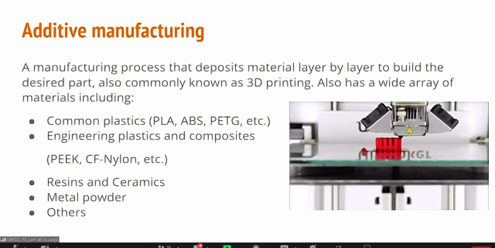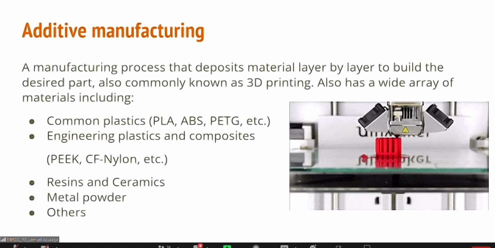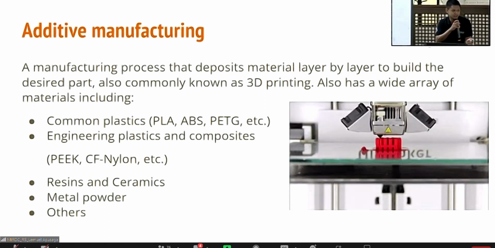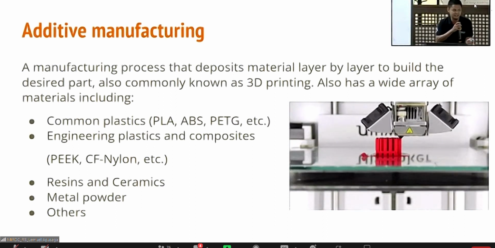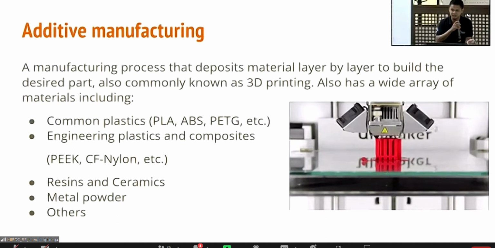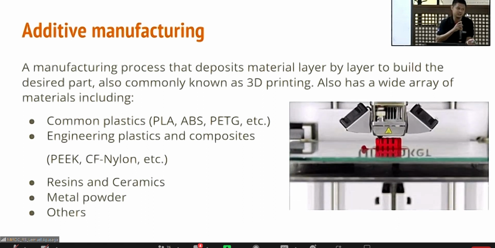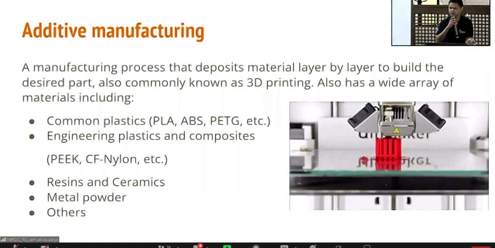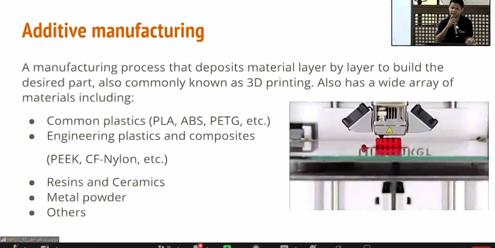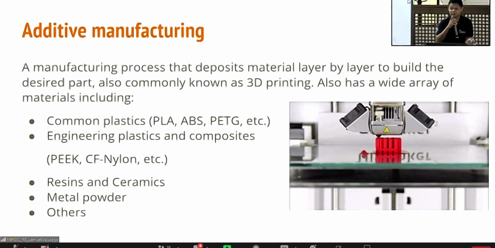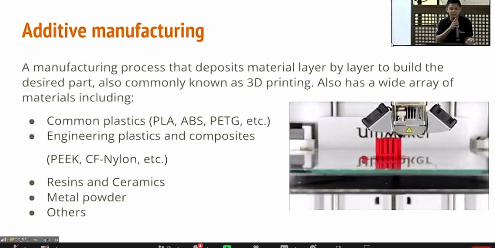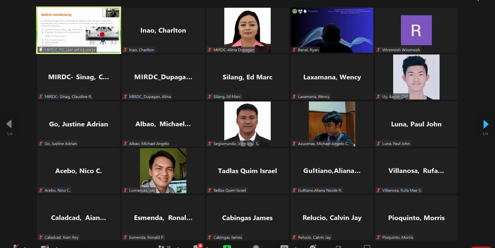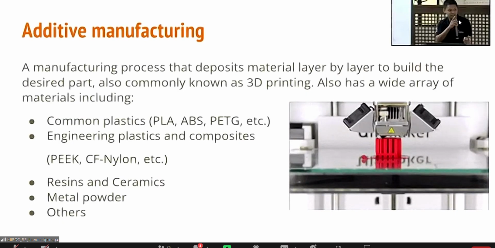Now, the concept of additive manufacturing. Additive manufacturing is a process that deposits material layer by layer to build the desired part. It's commonly known as 3D printing. It has a wide array of materials, including common plastics like polylactic acid, ABS, the plastic that you use for Lego, that's ABS, PET, and engineering plastics like PEEK. PEEK is being used as a substitute for aluminum because it can be equivalent to aluminum's strength without the weight. Carbon fiber reinforced nylon is also very good for engineering purposes because it has carbon fiber reinforcements. It's also used for printing resins and ceramics.